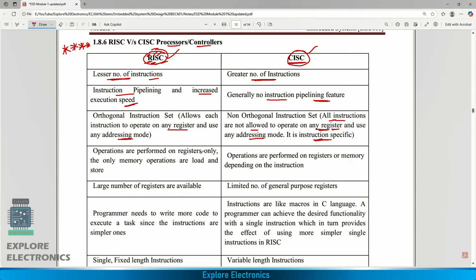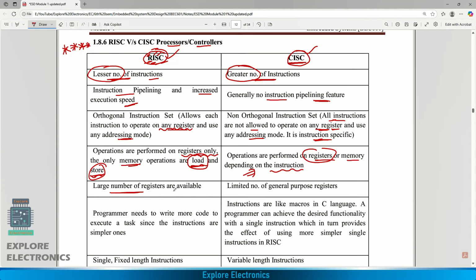And in RISC, operations are performed on registers only. That is why it can access any register at any time. The only memory operations are load and store. Here we will have a load instruction and a store instruction with respect to memory. In CISC, the operations are performed on registers or memory depending on the instruction. Here there are many instructions to do that, while in RISC there are very few instructions. That's why memory operations in RISC are only load and store. But in CISC we can do memory load and store operations along with other operations, depending on the instruction.